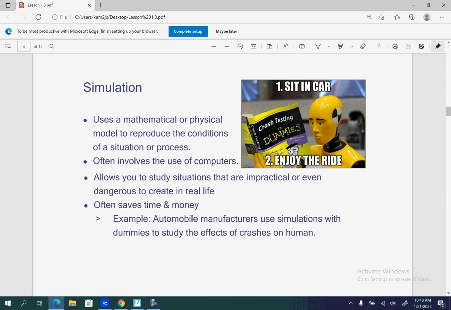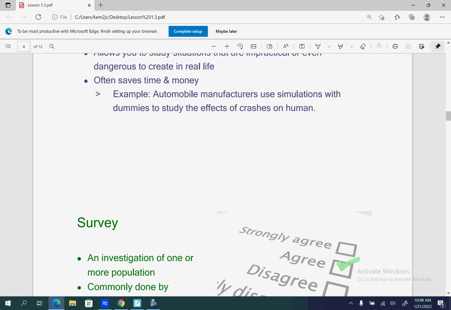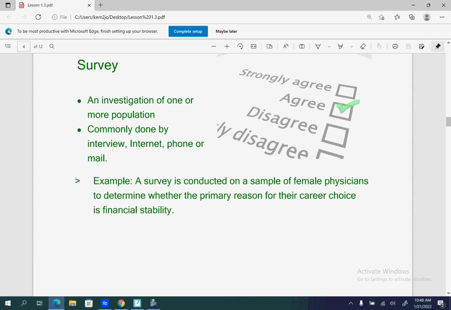So it allows you to study situations that are impractical. You can imagine we would not want to put an actual person into a crash test because that would be dangerous and impractical and life-threatening. So that's why we use crash test dummies in that situation, okay? We want to be able to simulate certain things, though, because we still want to be able to study them.